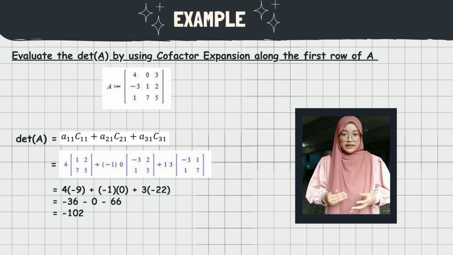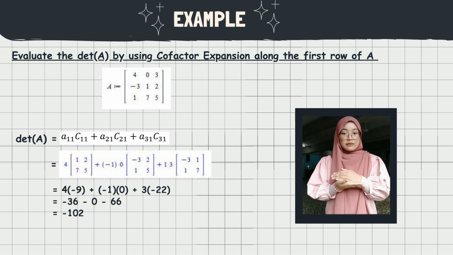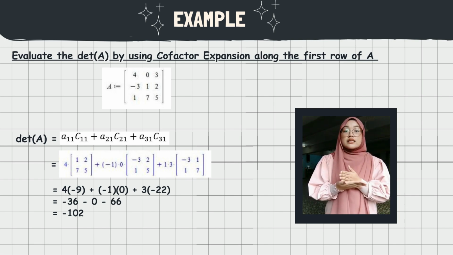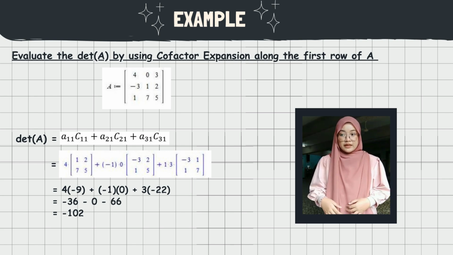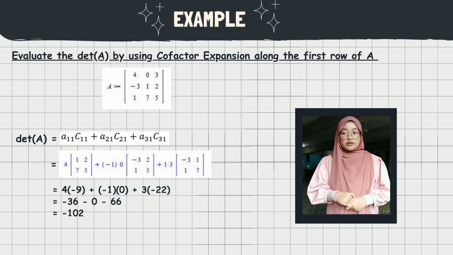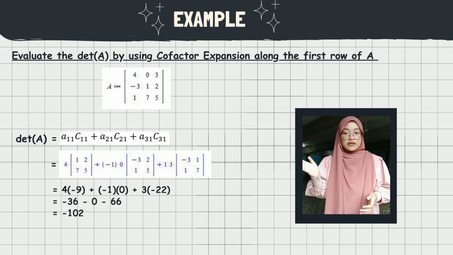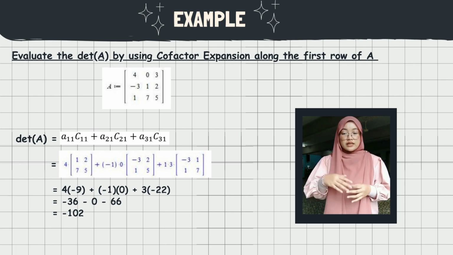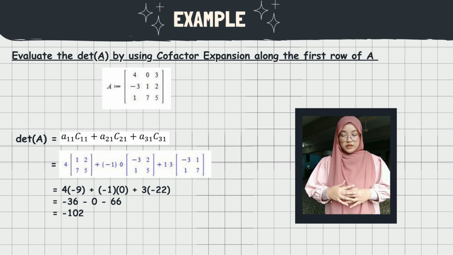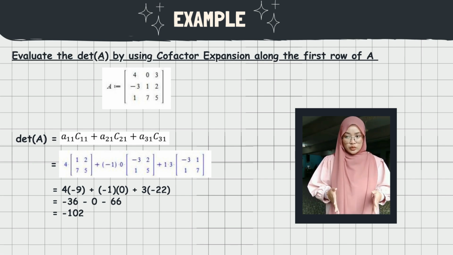Next, how to find C11? For C11, we go back to the matrix. We have to eliminate the first row and the first column. So that's why we get 1, 2, 7, 5. Next, we can use the same method to find A21 and C21. As you can see, we get a 2 by 2 matrix. So we have to use the formula AD minus BC to find the determinants. So next is 4 times negative 9 plus negative 1 times 0 plus 3 times negative 22.